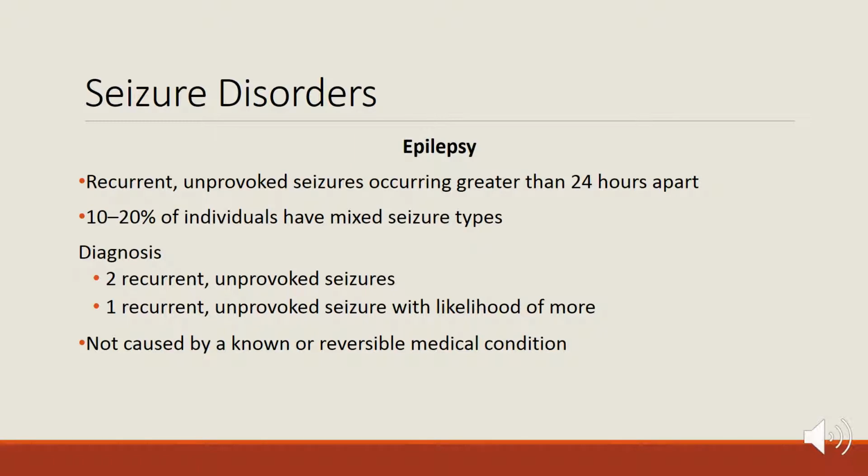So now let's switch gears and talk about some seizure disorders. Epilepsy is recurrent, unprovoked seizures occurring greater than 24 hours apart. 10 to 20% of individuals have mixed seizures. In order to get a diagnosis of epilepsy, an individual must have 2 recurrent unprovoked seizures or 1 recurrent unprovoked seizure with a likelihood of more. The seizures must not be caused by a known or reversible medical condition.